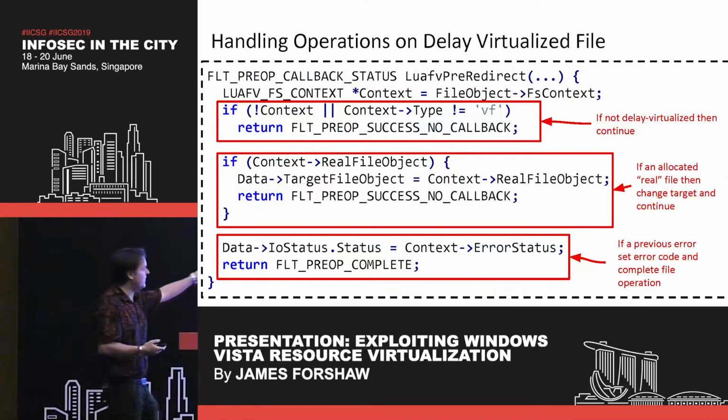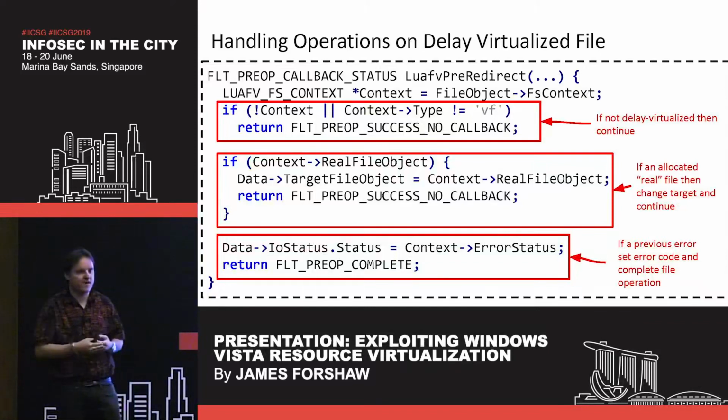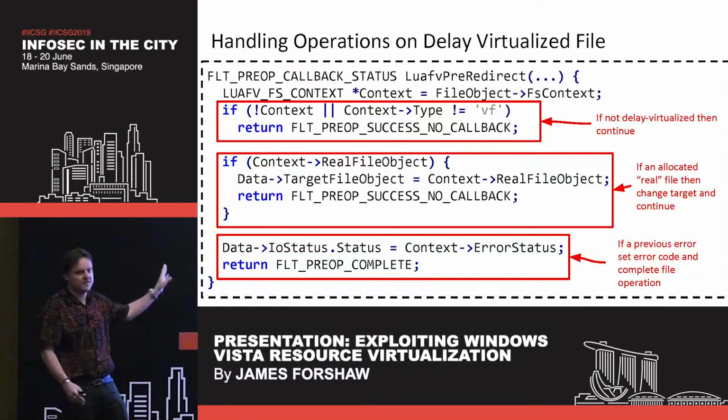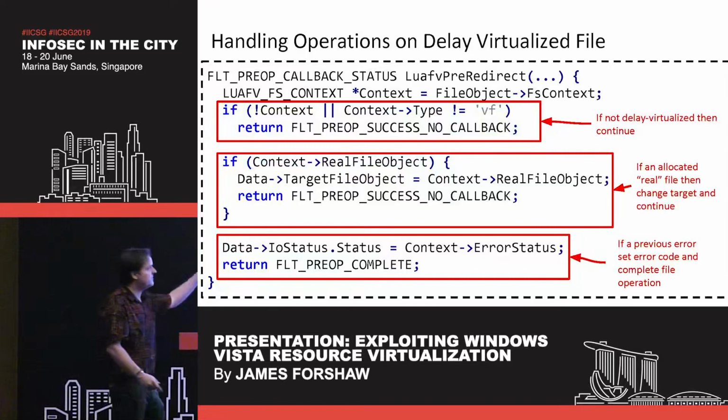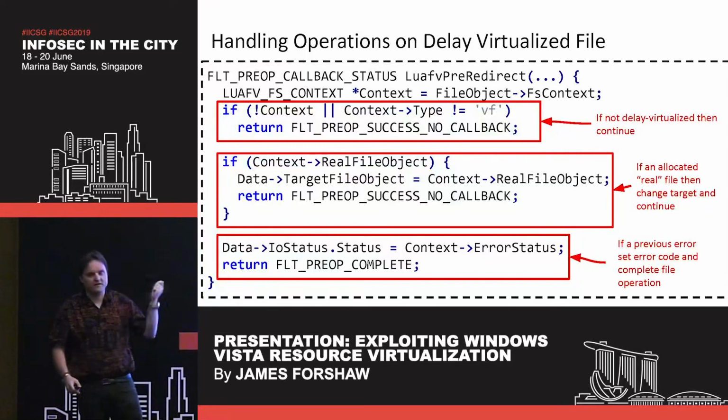So this is how the trick works. Whenever an IO request is made which passes through the virtualization driver, and this is why every single request gets passed through this driver, just on the off chance that one of these file objects is a delayed virtualized file, it has three checks. It first goes, is this a virtualized file or not? If it's not, I don't care anymore. Just go away, leave me alone.